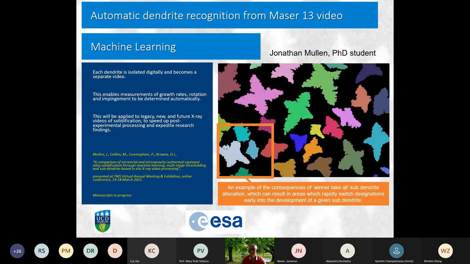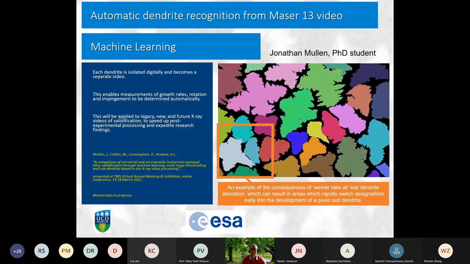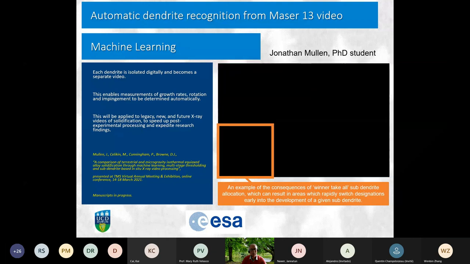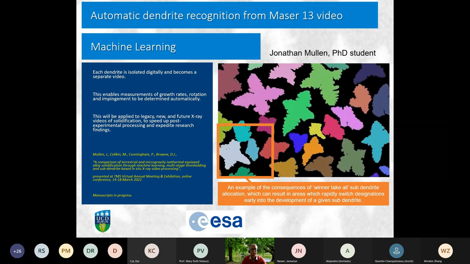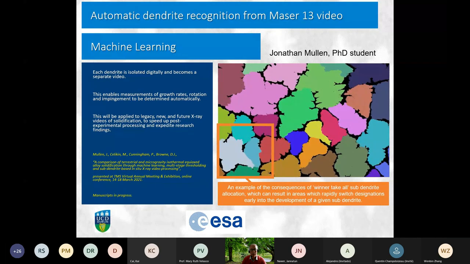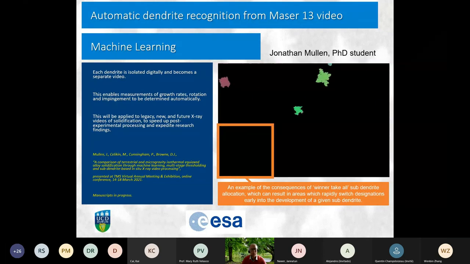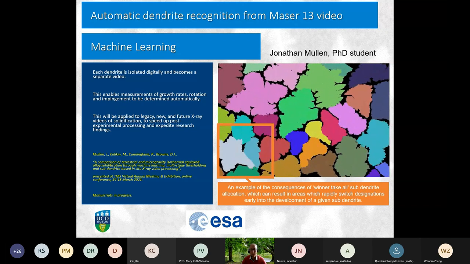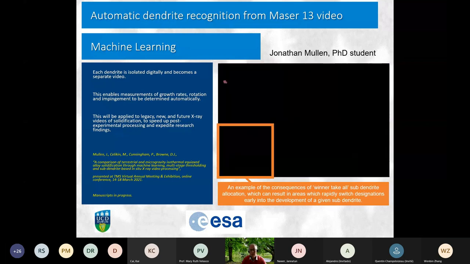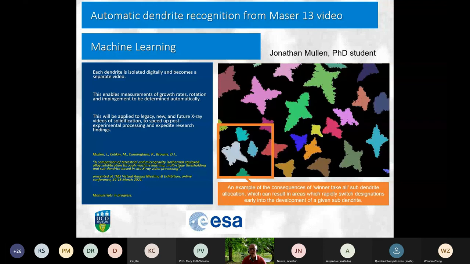Now we've recently, thanks to Jonathan Mullen, PhD student in the phase transformation research group, started to use artificial intelligence and machine learning to take these videos and automatically identify individual dendrites, such that each becomes a separate video, and they can use this data then to measure growth rates, the rotation, study their impingement, etc. And this is being applied to the Maser 13 video, and in future will be applied to legacy X-ray videos, new work, and also future X-ray videos of solidification, to basically speed up the post-experimental analysis and to make it more accurate. And indeed, we're quite happy to work with colleagues on this area to investigate their own videos or other such experimental results.